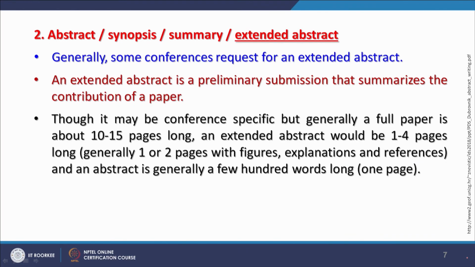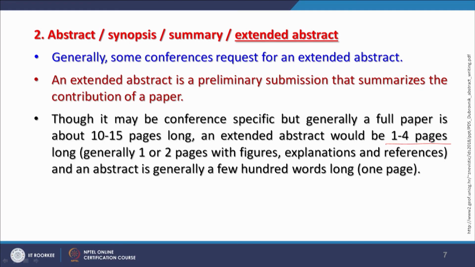In conferences, generally a full paper is about 10-15 pages long, but an abstract, as I have said earlier, can be 1 to 4 pages, 5-6 pages, depending on who is organizing and what the page limits are. And within these pages you can have figures, explanations and references. Figures I have already mentioned: whenever you present a figure in an extended abstract or in a full paper manuscript, figures should be neatly drawn with all kinds of labels, axes, scales, everything.